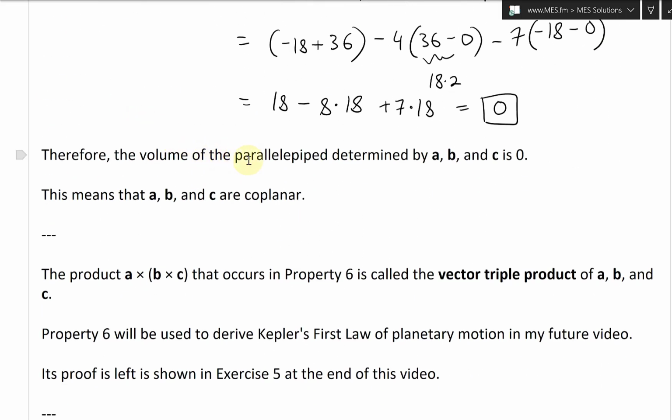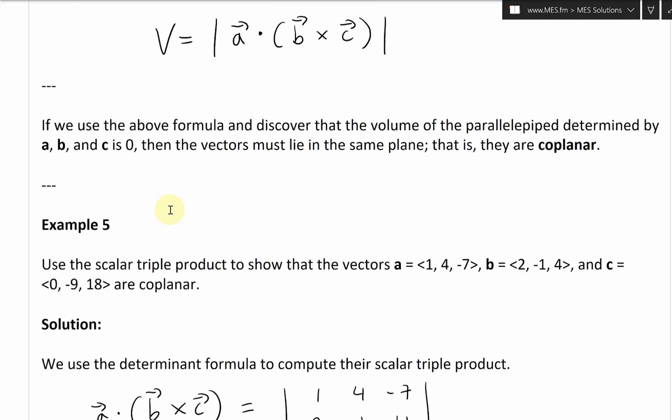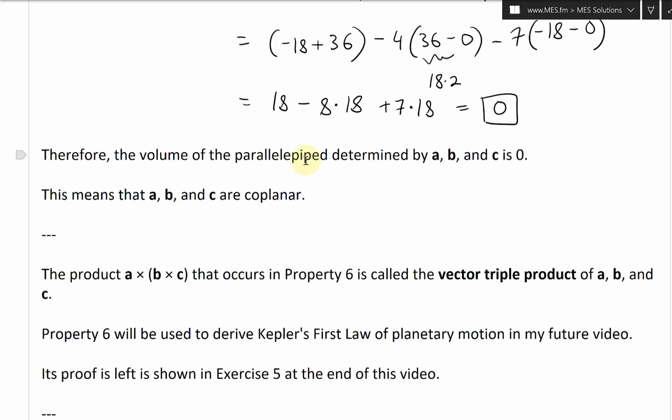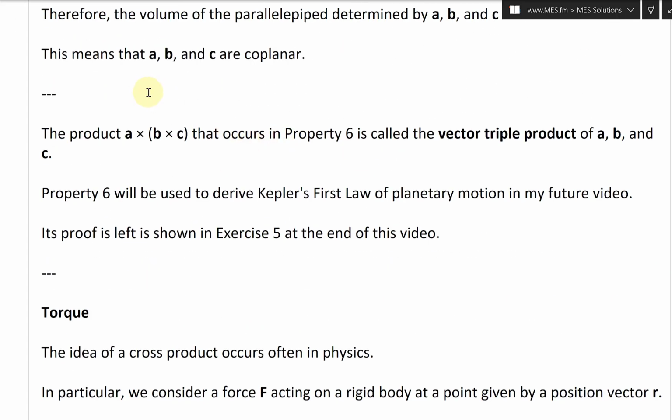Therefore the volume of the parallelepiped determined by A, B, and C is 0. This means that A, B, and C are coplanar, on the same plane, so there's no volume. Alright, it's very, very fascinating. So now let's continue further.